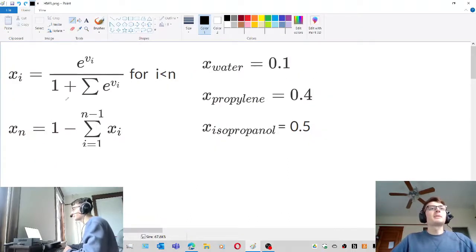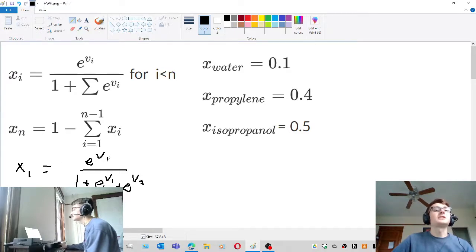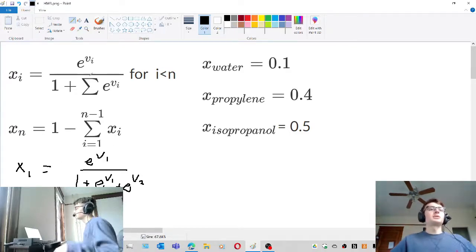Let's start by writing out what this equation is saying for component 1, water. For component 1, we are being told that x1 equals e to the v1 over 1 plus e to the v1 plus e to the v2. Similarly, we would have x2 with e to the v2 up here. That's what this equation is telling us.